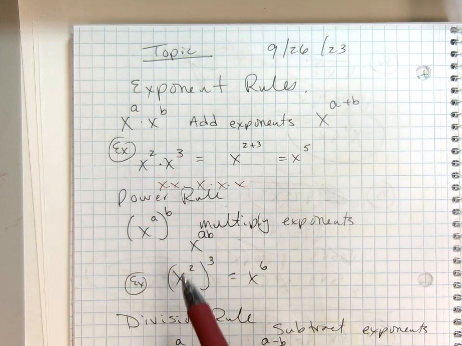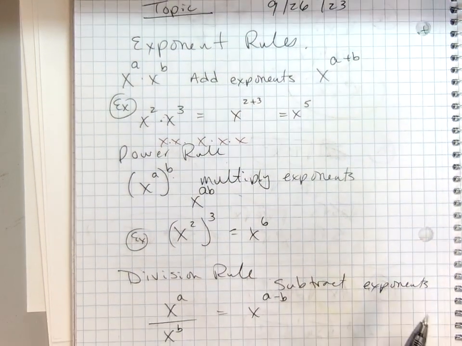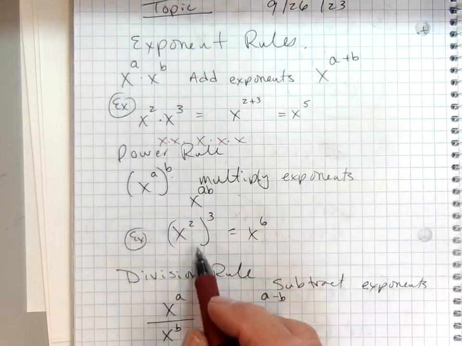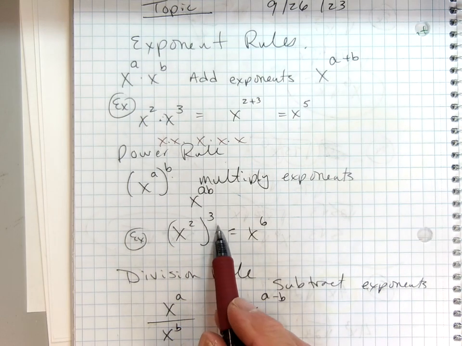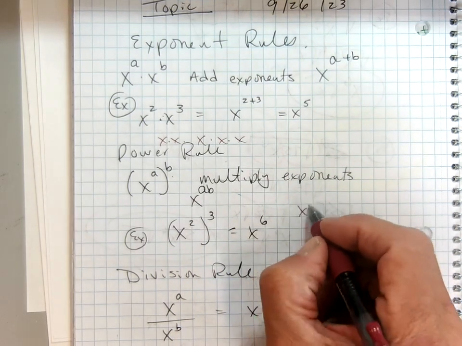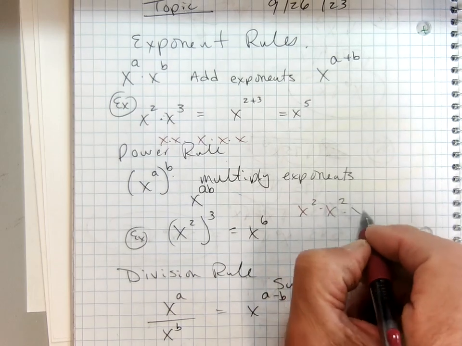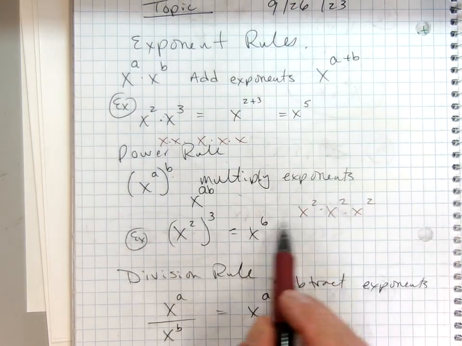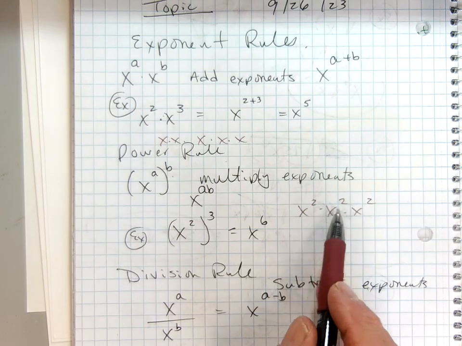Power rule is when you take an exponent to an exponent, and what we do is we multiply exponents. My example is x squared cubed, we get x to the sixth. The same thing as x squared times another x squared times an x squared, because we've got it cubed, 3 of them, and it makes a total of 2, 4, 6 of them.